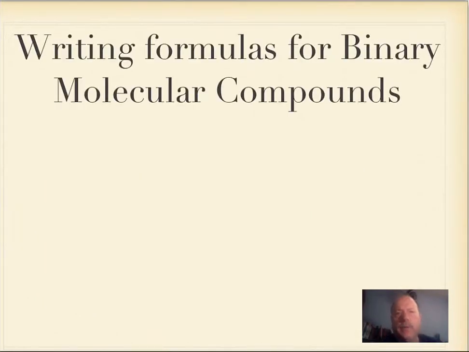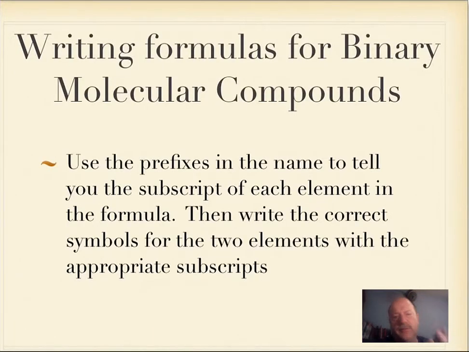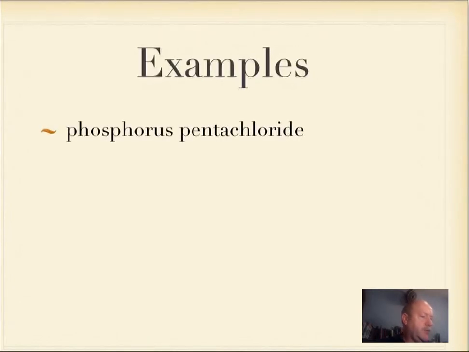Alright, so if we want to write formulas for binary molecular, I think this is a lot easier. It's very simple. Use the prefixes in the name to just tell you how many of each one you have, and then just write it down. So they're going to give you the prefixes. You just put down how many of those are when you write them. So if they say phosphorus pentachloride, since there's no prefix, that means there's one. So it's going to be a P. Penta tells me there's 5, so there's going to be 5 Cls.